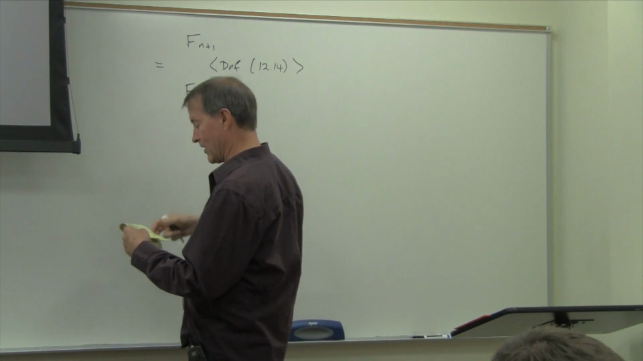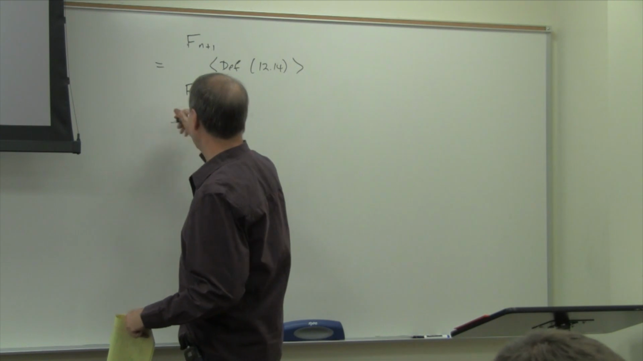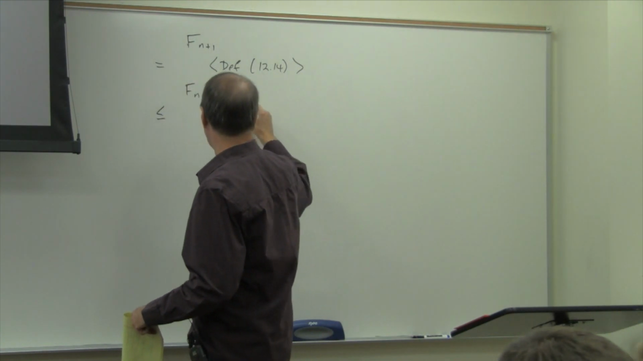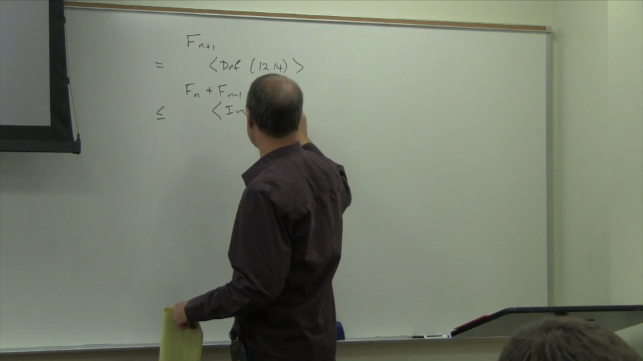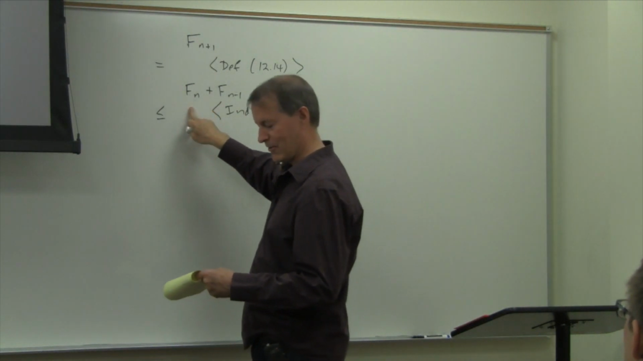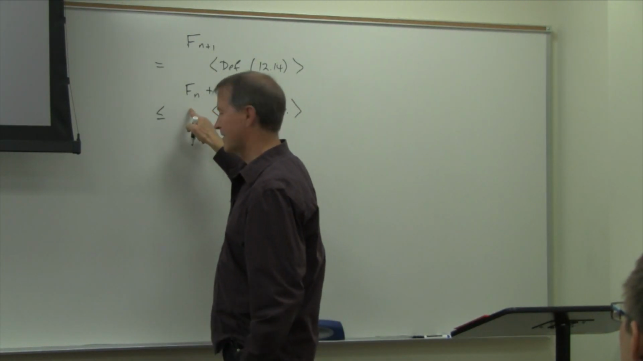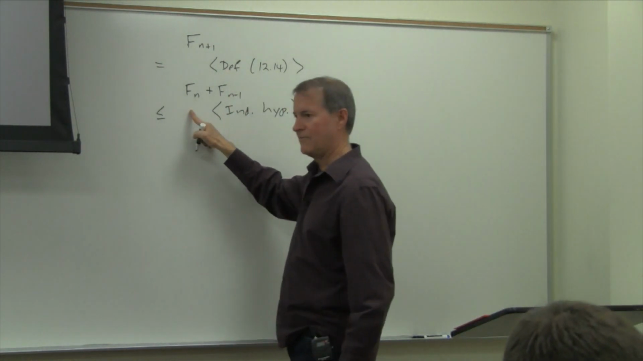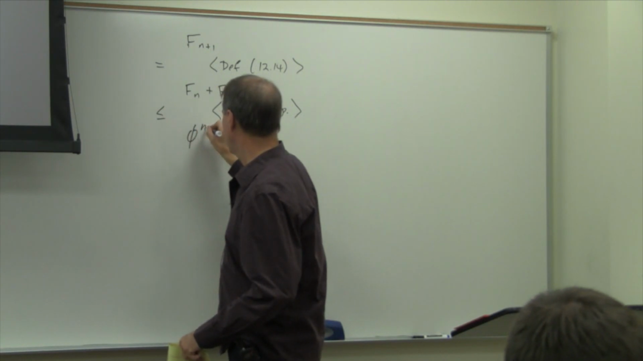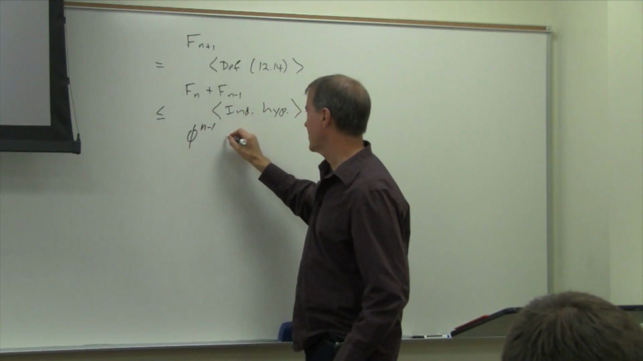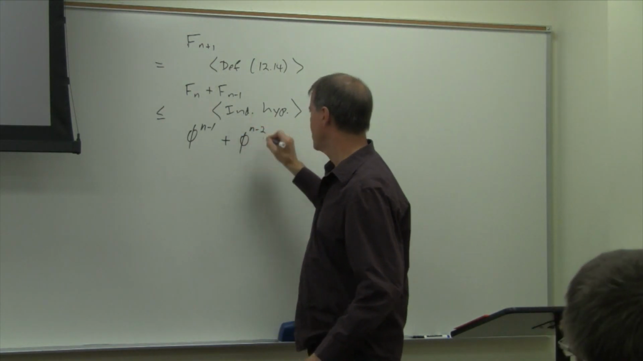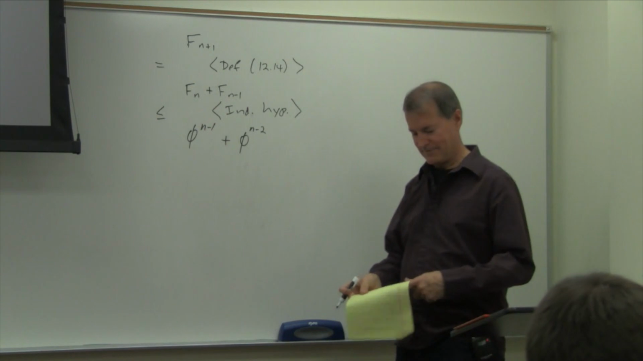But now what do we know? This is less than or equal to, by the inductive hypothesis. Because we know that f sub n is less than or equal to phi to the n minus 1. And we know that f sub n minus 1 is less than or equal to phi to the n minus 1 minus 1, which is phi to the n minus 2. Are we good?